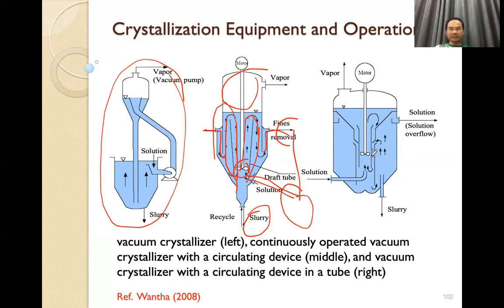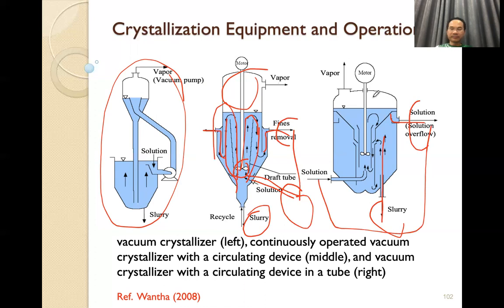This is the type with a circulating device. We have some circulating device. This looks like the same. We feed here, and then some agitator or mixer provides flow and circulation. That's the circulation. And also this zone is for solid as a product. And also the overflow solution may be recycled.